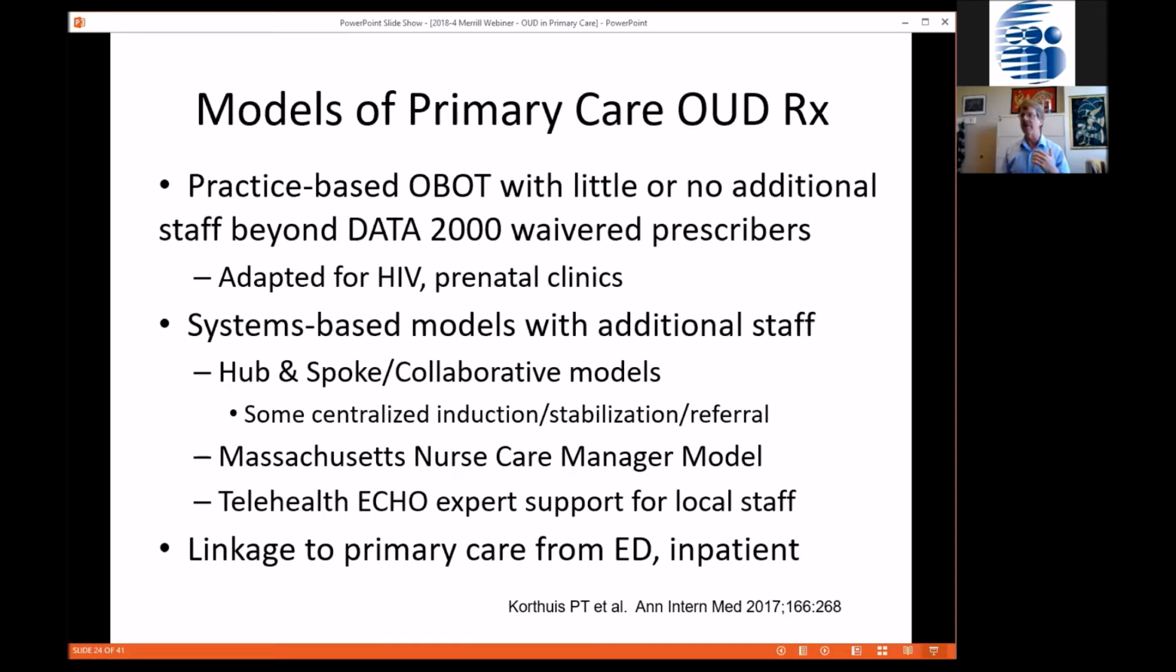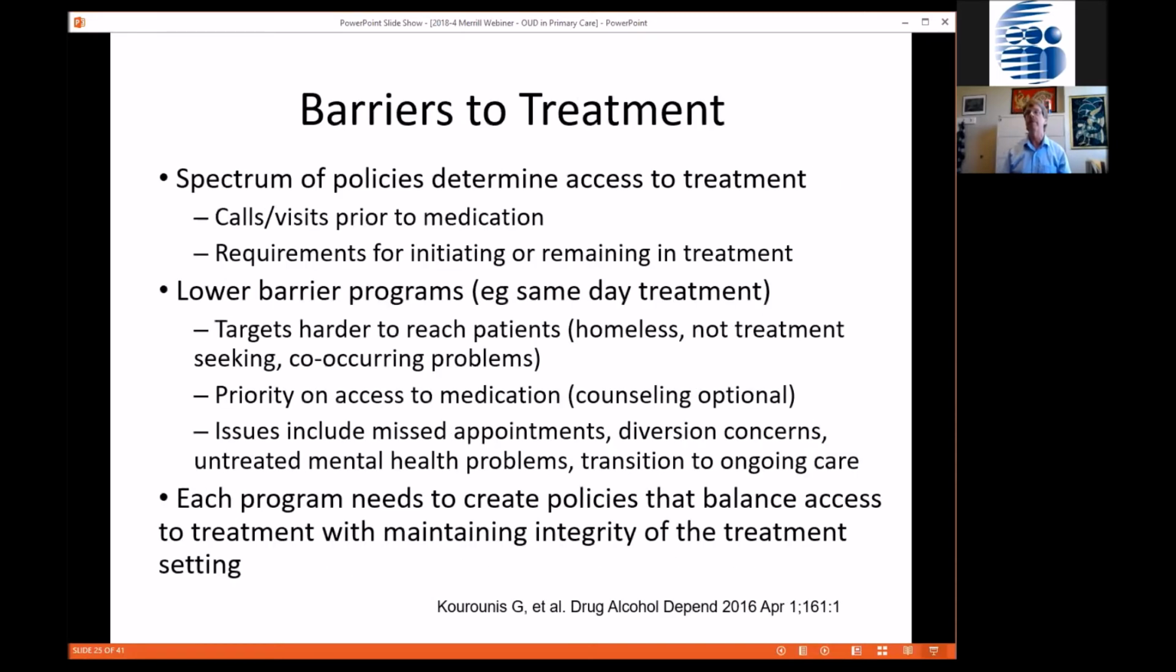And then finally, there are some models which are not starting in primary care at all, but starting from the emergency department or the inpatient hospital, and then trying to link people to primary care. That's another kind of model, getting people, maybe who aren't even seeking treatment, to start buprenorphine.